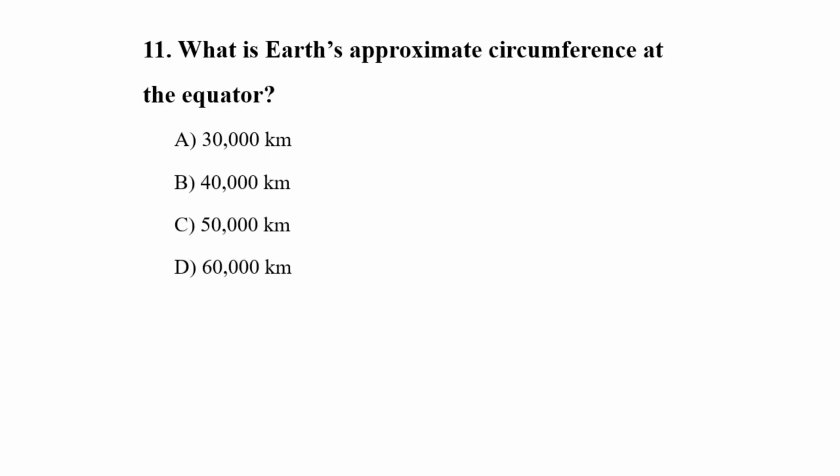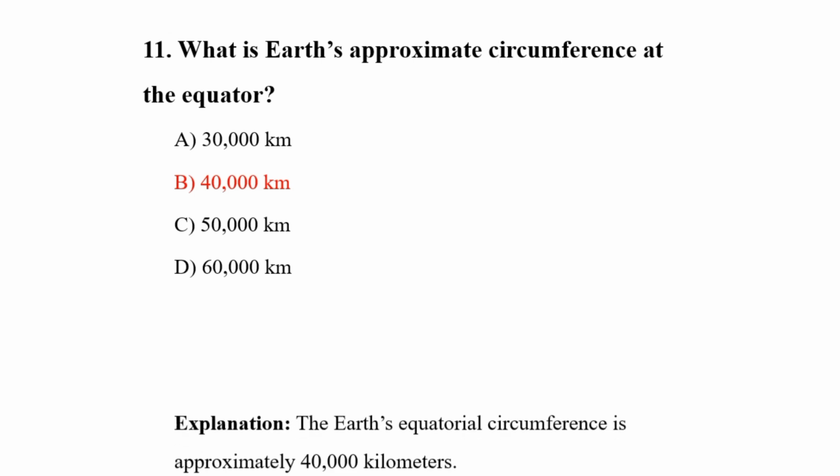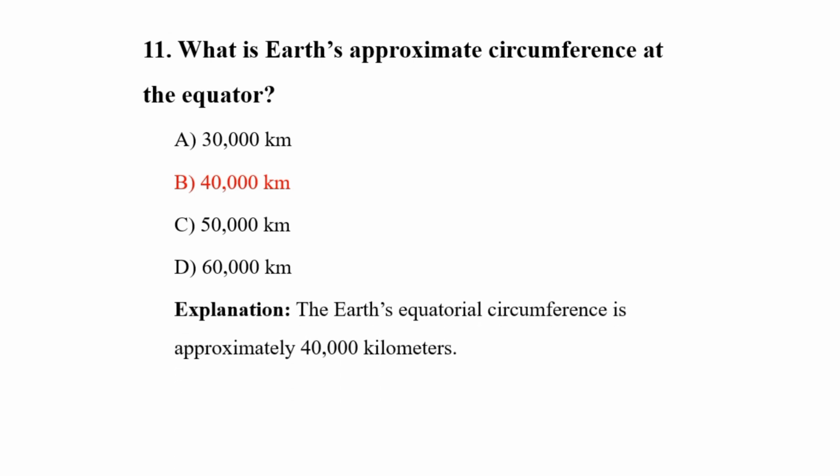Question number 11. What is Earth's approximate circumference at the equator? A. 30,000 km. B. 40,000 km. C. 50,000 km. D. 60,000 km. The answer will be 40,000 kilometers. The Earth's equatorial circumference is approximately 40,000 kilometers.